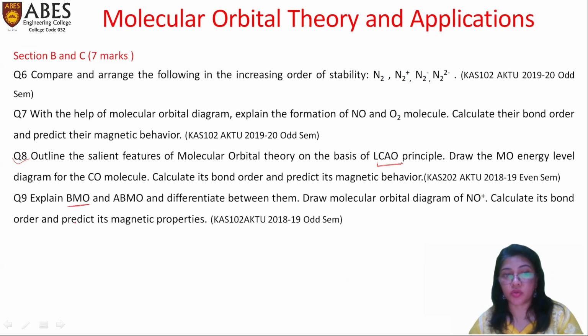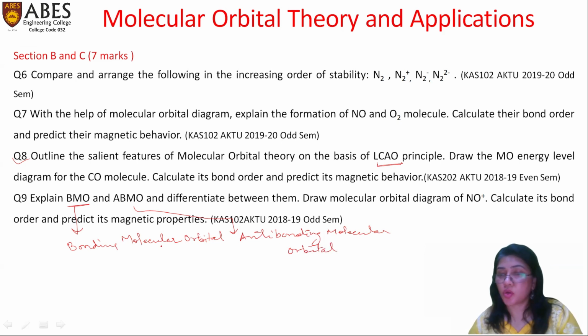Now here, question number 9 is asking to explain bonding and antibonding molecular orbitals. This is the bonding molecular orbital, and this is the antibonding molecular orbital. And the question is to differentiate between them.